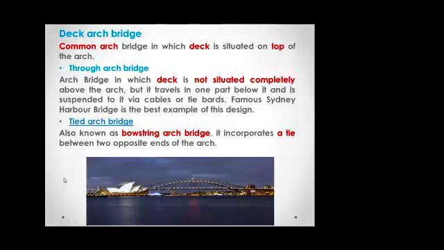So it is just an arch bridge, with a connection between these two supports. At either end of this bridge there will be a tie. So that will be called a tied arch bridge. It is also called a bowstring bridge. So this is the introduction of the bowstring bridge. How it looks, the picture will be there.